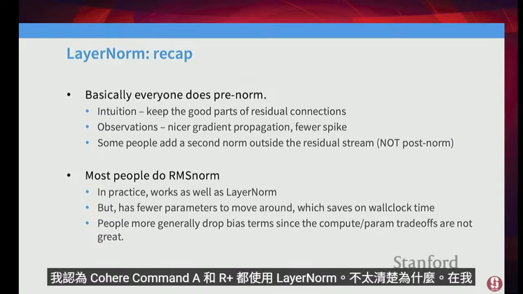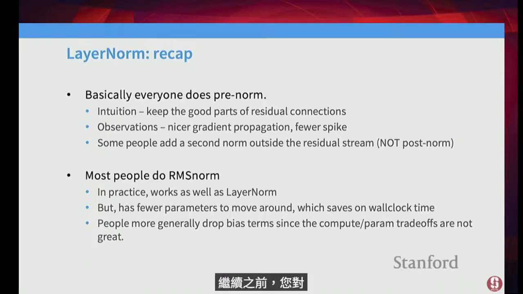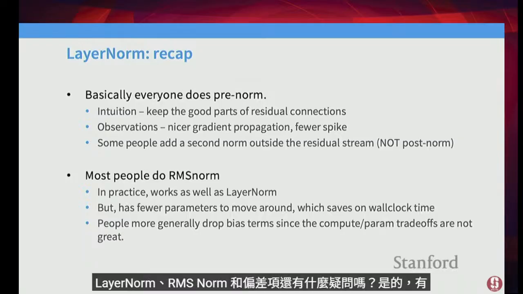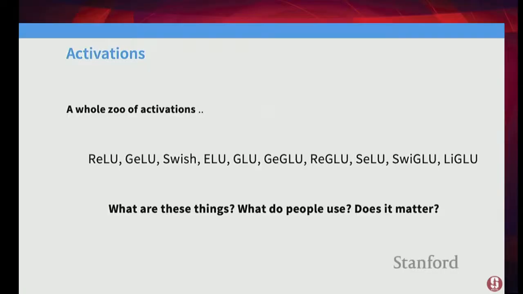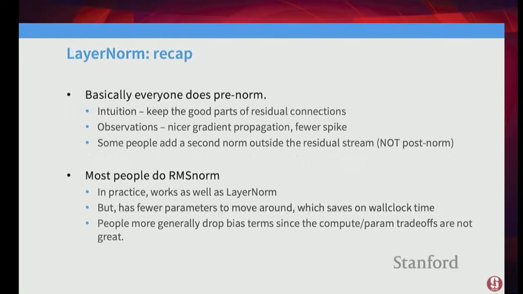I think the one exception to this RMS norm one, as I was reading yesterday, is Cohere, both Command A and R+, which use layer norm. Not quite sure why. Okay, any questions on the layer norm, RMS norm, and bias term stuff before I move on? Yes, question.